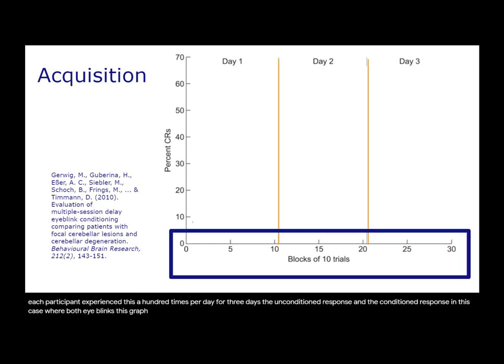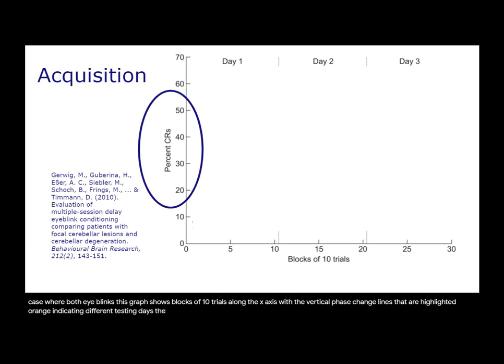This graph shows blocks of 10 trials along the x-axis, with the vertical phase change lines that are highlighted orange indicating different testing days. The y-axis shows percent CRs, or conditioned responses, that is, how often the participant blinked in response to the tone before they experienced the air puff. This is the dependent variable in this experiment.